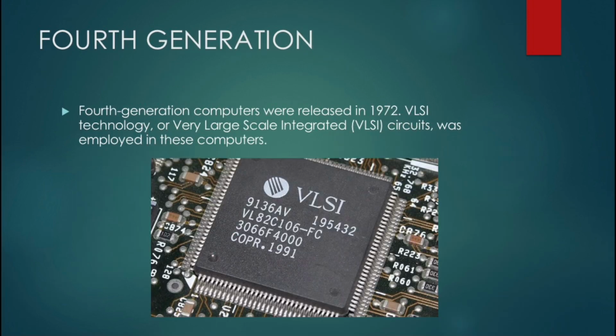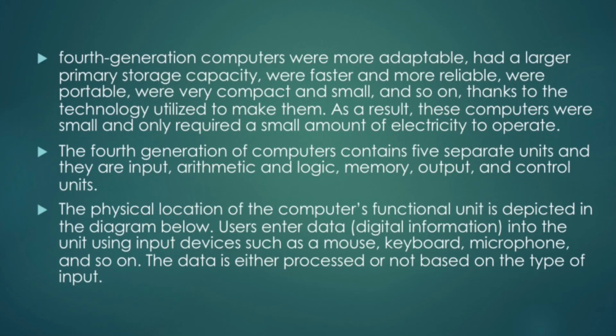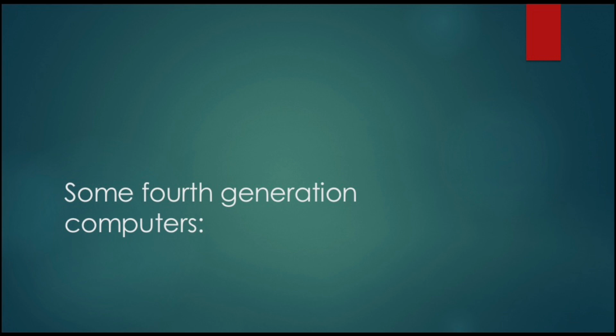Fourth generation. Released in 1972, VLSI technology, or very large-scale integrated circuits, was employed in these computers. Fourth generation computers were more adaptable, had the largest primary storage capacity, were faster and more reliable, portable, very compact and small, and so on. Computers contain 5 separate units: the input, arithmetic and logic, memory, output, and control units. Some of the fourth generation computers.